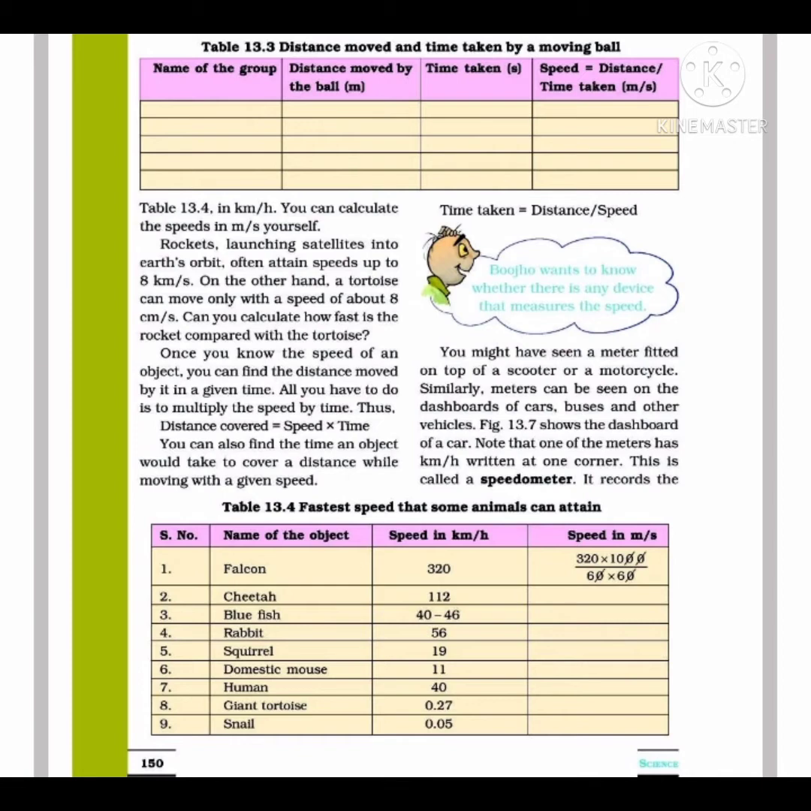Just read the activity and do it by using a single ball, by yourself or with your cousins or your friends. Then write the name of the people or name of the group, then the distance moved by the ball and the time taken. You have to measure the time very accurately by using your watch. Then what is the formula? If you are getting the distance and also the time, then speed we can easily find out. Speed is equal to distance divided by time taken.